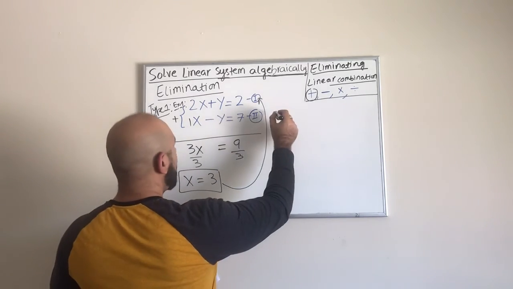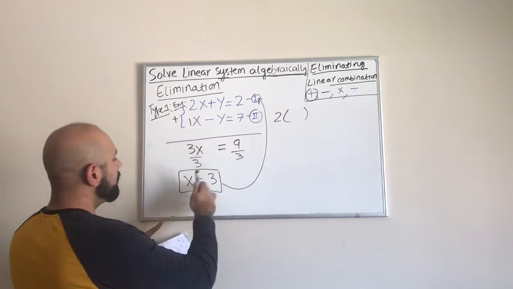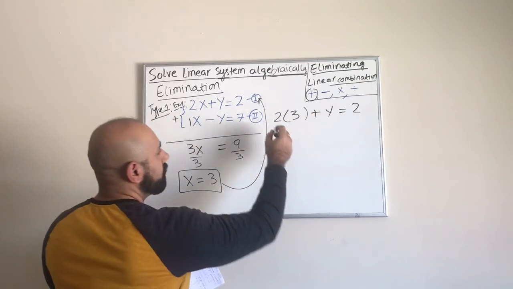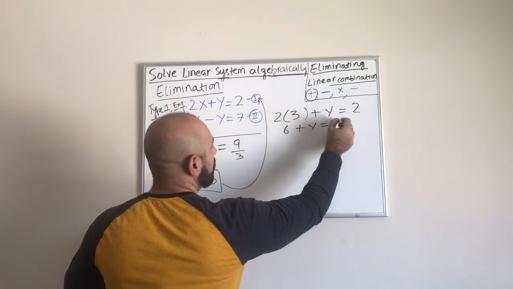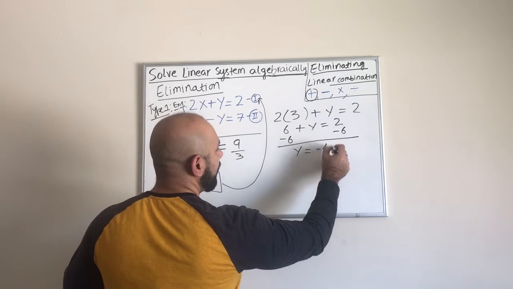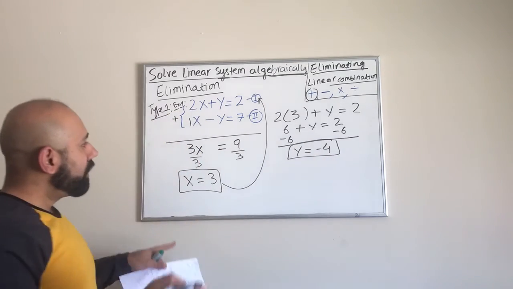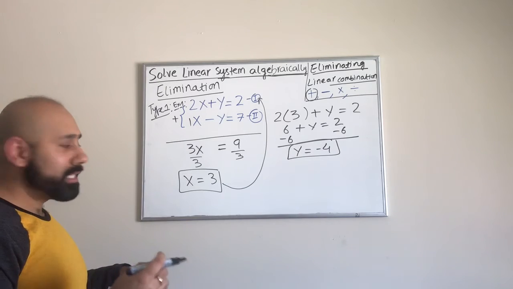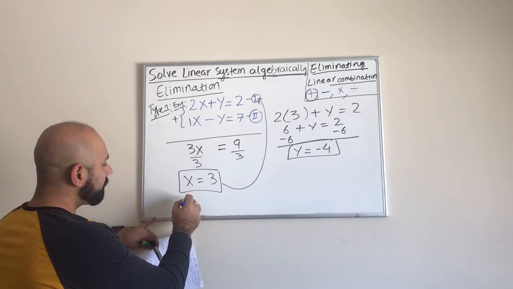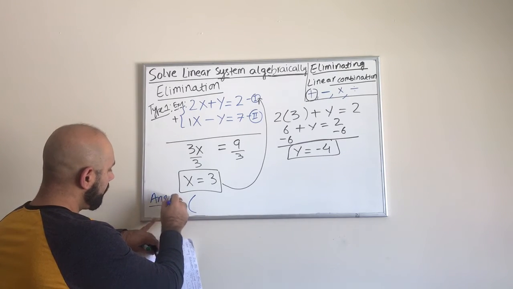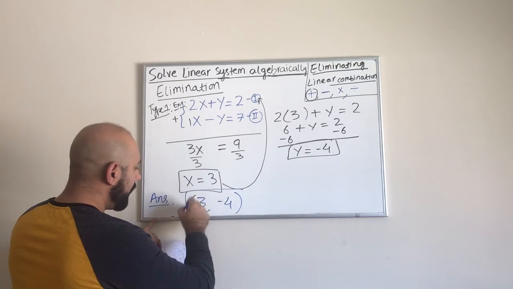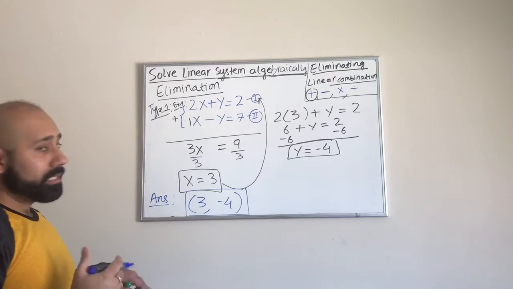So for equation 1, I have 2 times, and then x is 3, so I'm going to replace x by 3, plus y equals 2. So 2 times 3 is 6, plus y equals 2. Solving for y, you already know you got to subtract 6 from both sides, and you get y equals -4. And then we already know that we want to write the final answer as a coordinate pair. So the final answer is x value is 3 because x comes first here, and then -4 for y. Guys, this is the final answer for the system of equations.